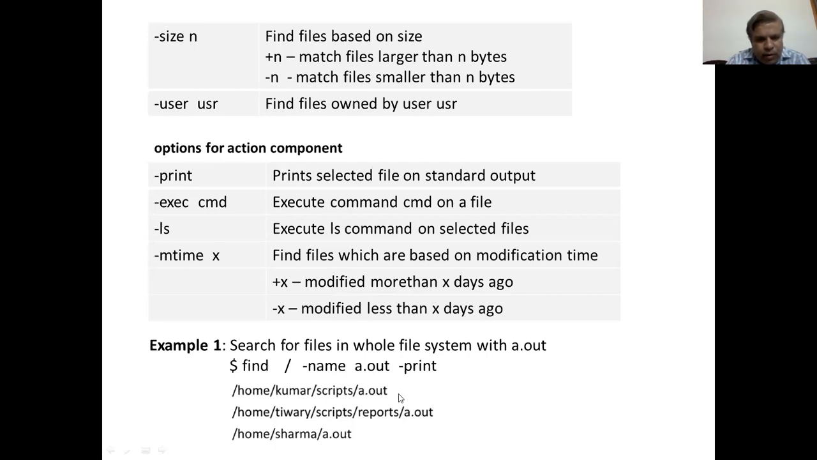So this command will search in the root directory for the file named a.out. Okay, and the -print option will print the path of any file that is found with that name. So there are 3 a.out files in this path.